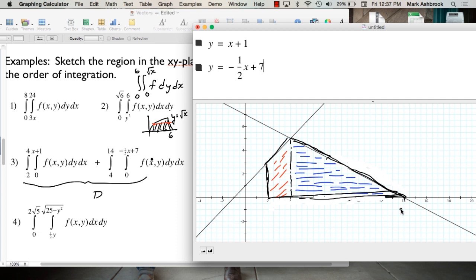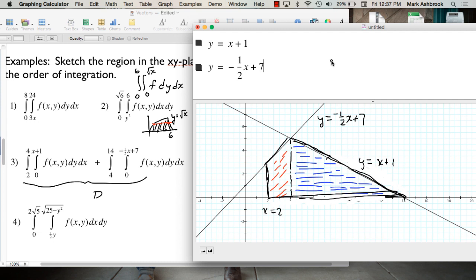Okay, so now we know what these are. This is y equals x plus 1. This is y equals negative 1 half x plus 7. And this is x equals 2, y equals 0, and then 14. Now we've got that thing, and we can just forget about these limits and look at the picture, and we say we're going to write it as type what?